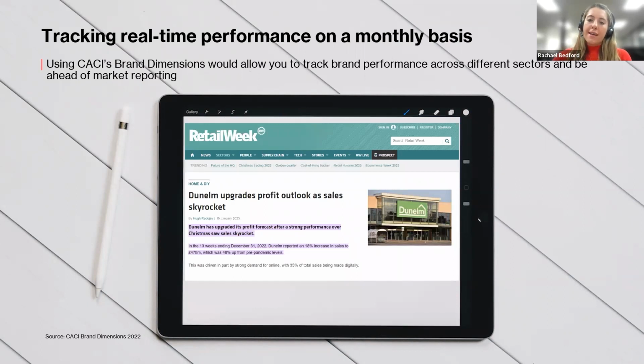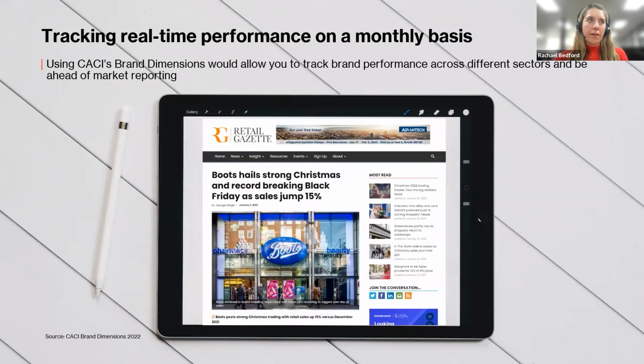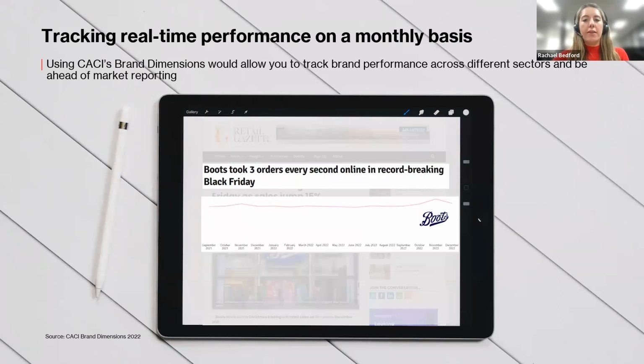The house and home market hasn't performed as well over the last year as it did over COVID due to changing consumer behaviours, as we predicted. One brand did buck the trend, Dunelm, with growth towards the end of the last year as their online platform drove sales further for the brand. Boots claimed they took three orders every second online in a record-breaking Black Friday, and this is also shown in our data, looking at the peak that we see in November 22 for Boots across the UK.